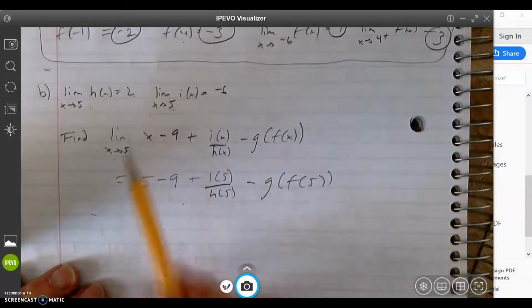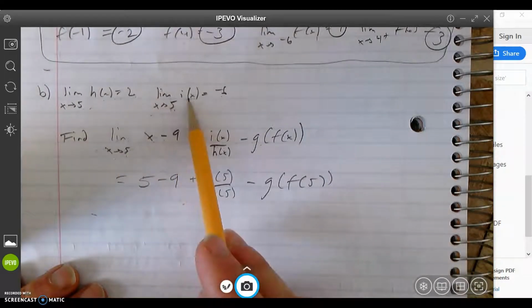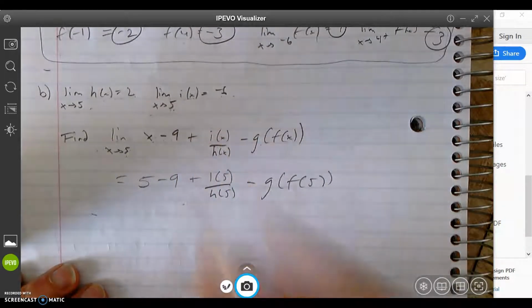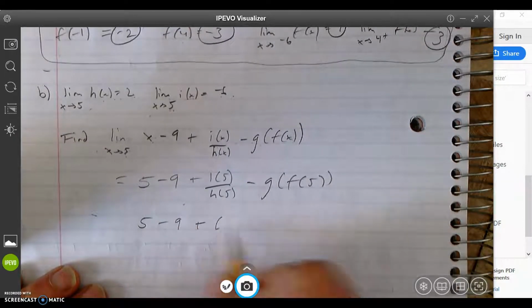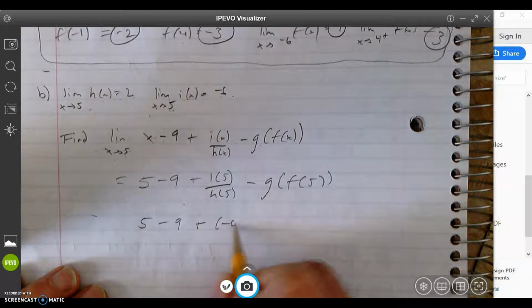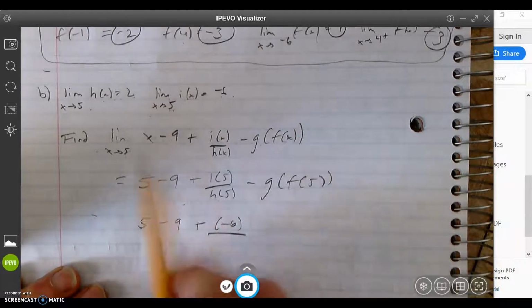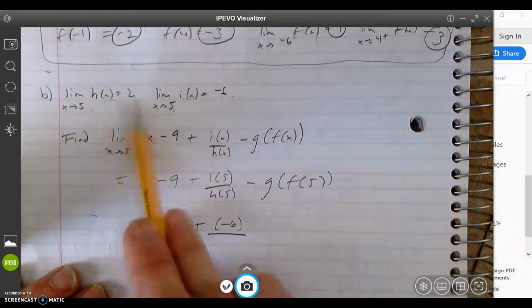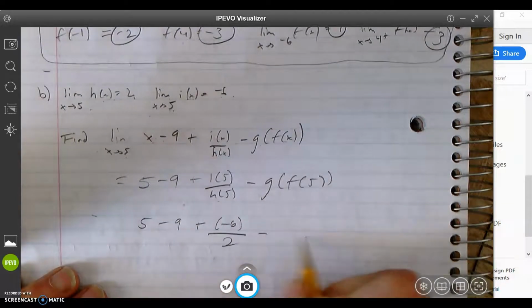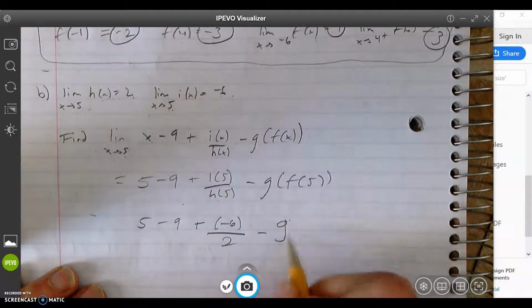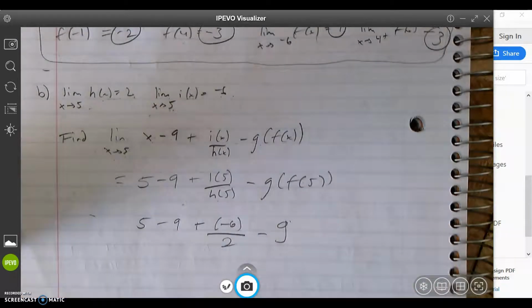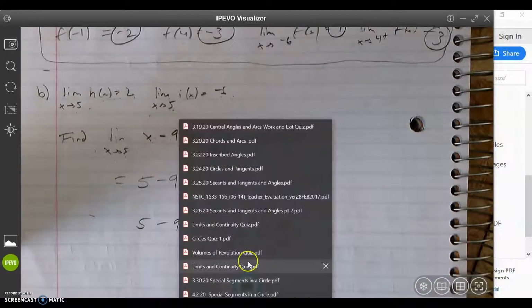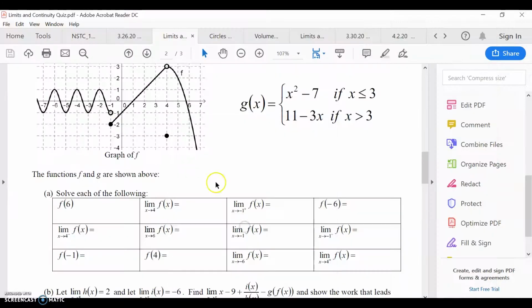So I of 5 is going to be -6. So this will be 5 minus 9 plus -6 over h, which would be 2, minus g of f of 5. What is f of 5? Where is f? Oh yeah, I know. It's on the graph. So let's look at that.